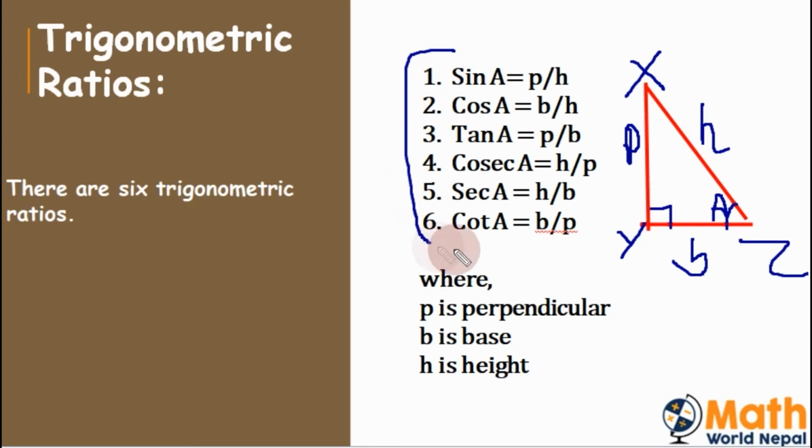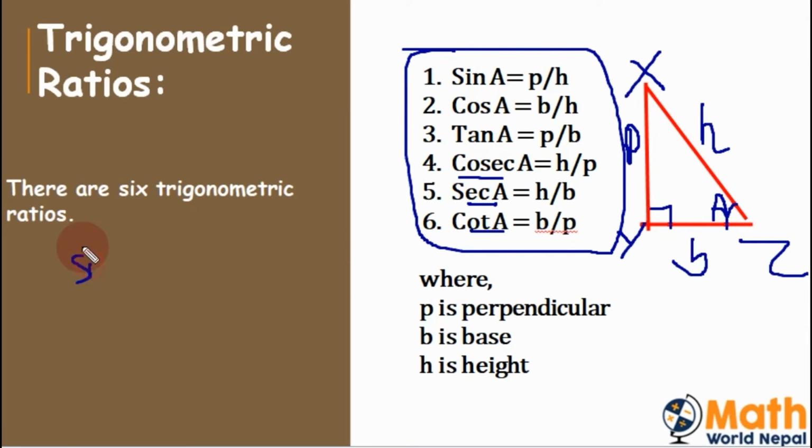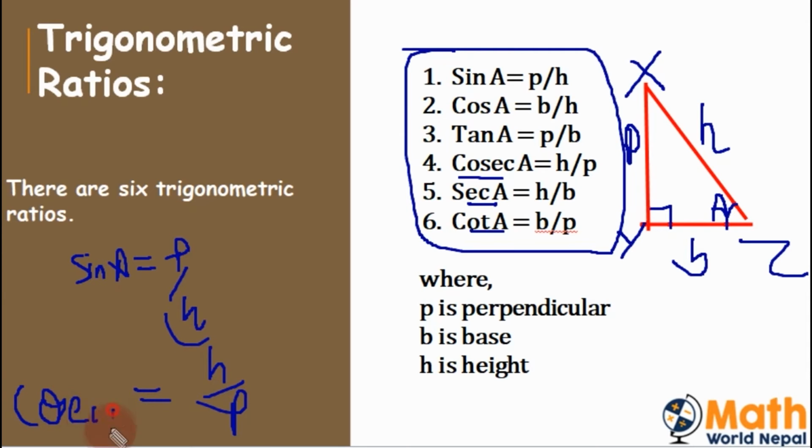If we observe these 6 ratios closely, we can see that cosec, sec, and cot are just reciprocal of sine, cos, and tan. So sine A is given by perpendicular by hypotenuse, and if we take the reciprocal of perpendicular by hypotenuse, we get hypotenuse by perpendicular, which is cosec A.